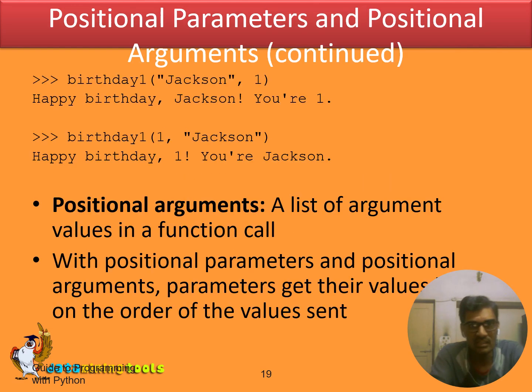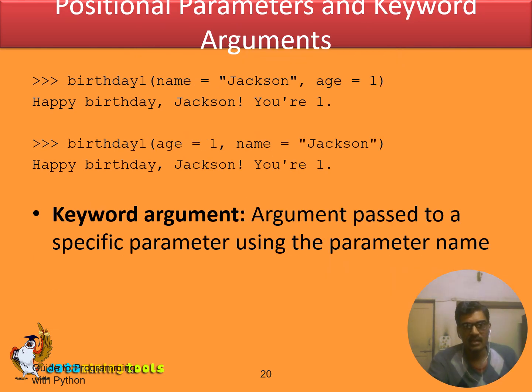For instance, look at this function here. Here you are passing the values birthday 1, Jackson and 1. So Jackson is the name and 1 is the age. So happily it will print happy birthday Jackson, you are 1. And then if you pass 1 and Jackson, it's going to print happy birthday 1, you are Jackson. So the computer is not that smart. You have to programmatically instruct it what needs to be done. So that's it for that. Next, positional parameters and keyword arguments. Here it's exactly the same, but what we're doing is passing the variables by making the calls.